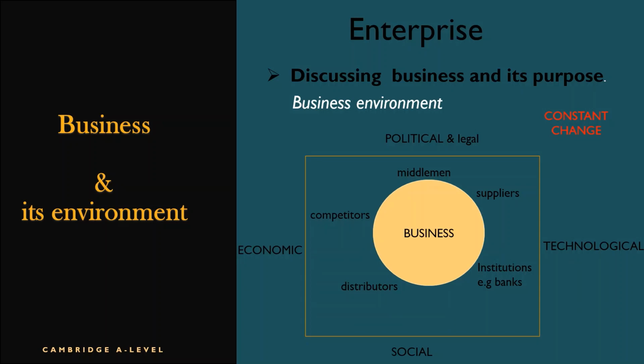Okay, businesses do not operate in isolation, as you can see. Here is a business, and this business is linked to all these other businesses, organizations in its environment. It has middlemen, competitors, distributors, suppliers, institutions such as banks. The list goes on. All of these organizations form part of this business environment because businesses don't operate in isolation.